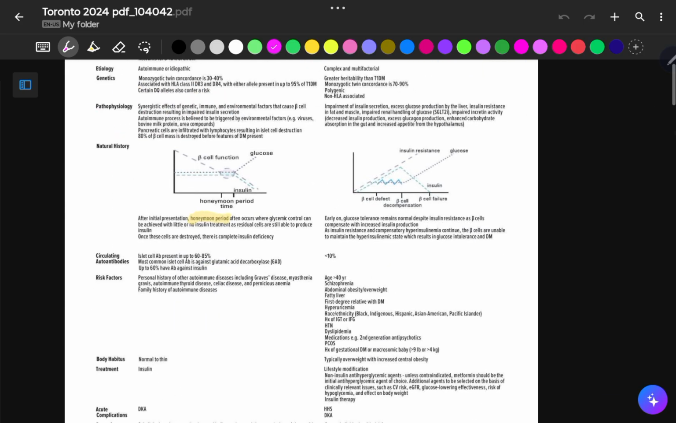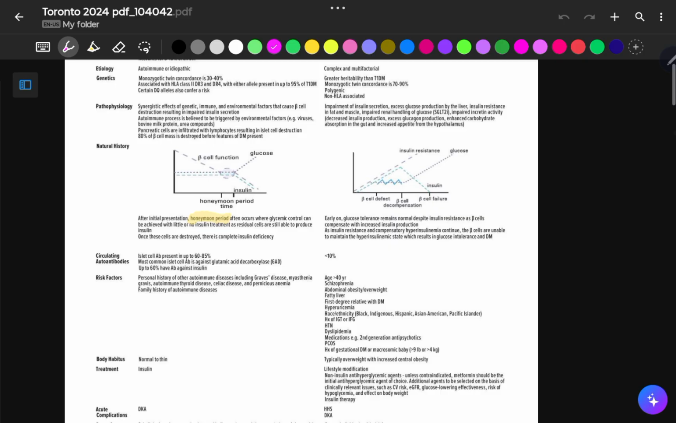So early on, glucose tolerance remains normal despite insulin resistance, as beta cells compensate with increased insulin production. As insulin resistance and compensatory hyperinsulinemia continue, the beta cells are unable to maintain the hyperinsulinemic state, which results in glucose intolerance and diabetes. For those who don't really have circulating autoantibodies, it's found in less than 10% of these patients.